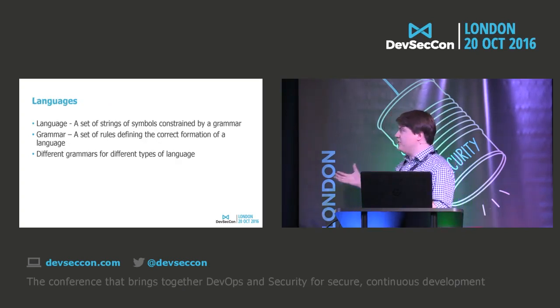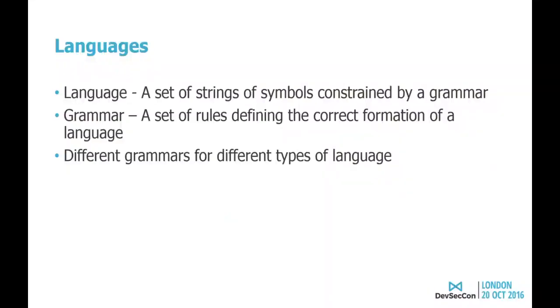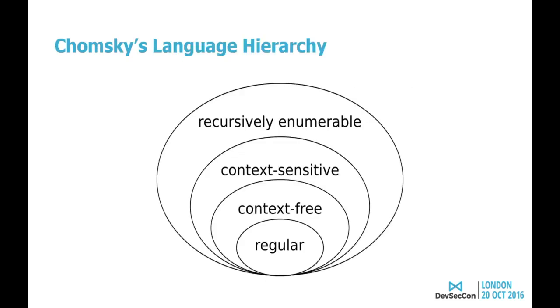fundamentally, programming languages are essentially just a set of strings of symbols that have been defined by some sort of rule set. We call that rule set a grammar. You have different grammars for different types of languages, depending on the rules for that language specifically. There's a guy called Noam Chomsky, who some of you will no doubt have heard of, who defined a hierarchy of languages. Each language is a subset of another, and as you get further down the list, the grammars that define them are stricter, which also means it's easier to implement faster parsers for them.